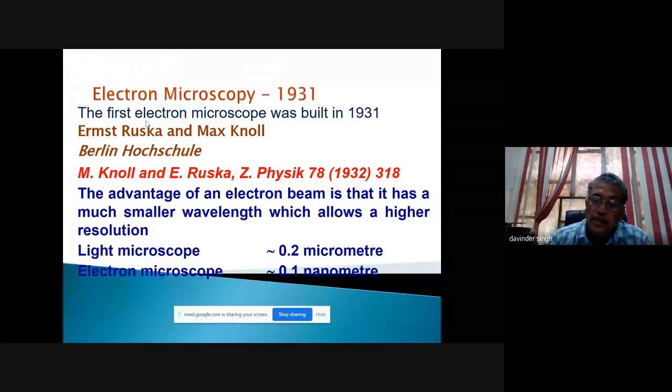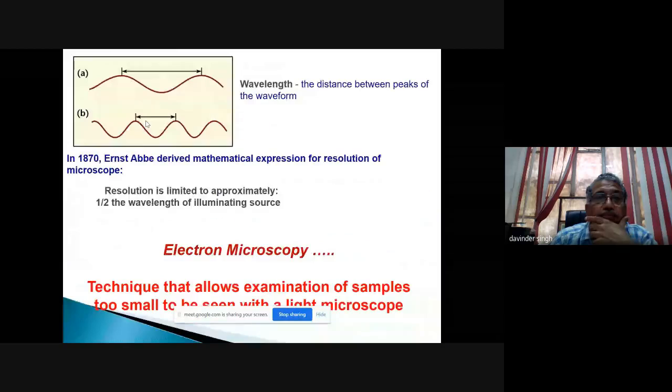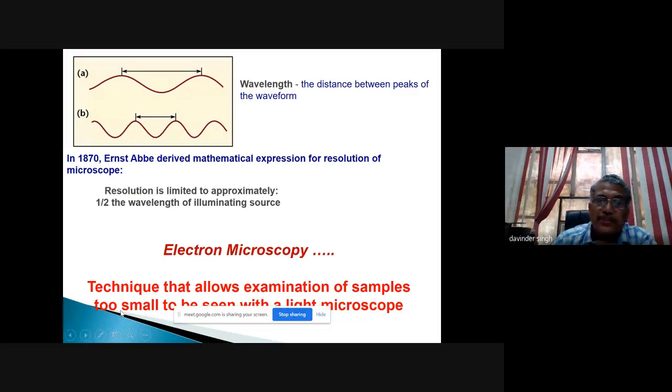Okay. Now, because in the case of functional materials, people are definitely going to lower sizes of materials, lower pore size, lower crystallite size, you definitely need electron microscopy, because we cannot understand anything below the micron by optical microscopy. So this is where electron microscopy starts. As you were told, the resolution is limited by the wavelength of light. So we need the technique that allows examination of samples too small to be seen with the light microscope: electron microscopy.